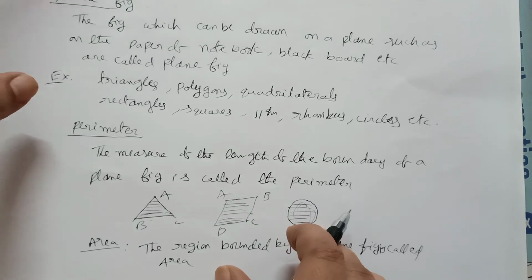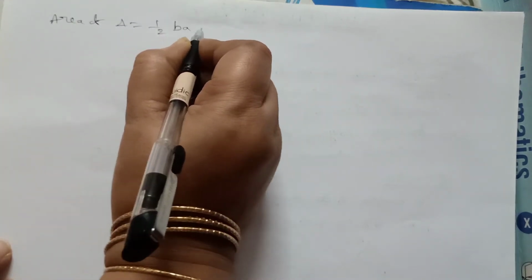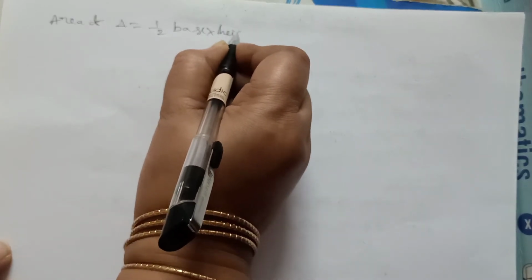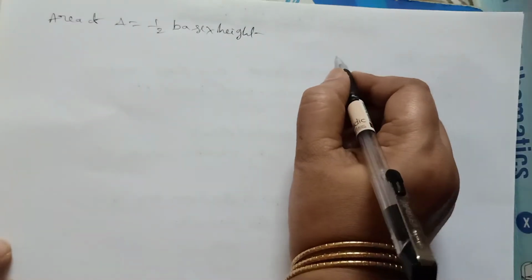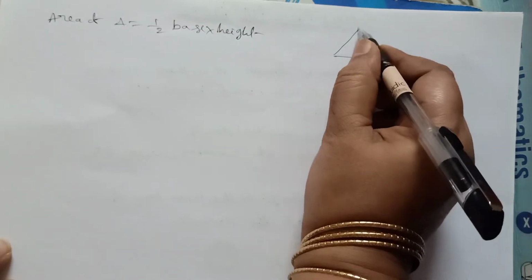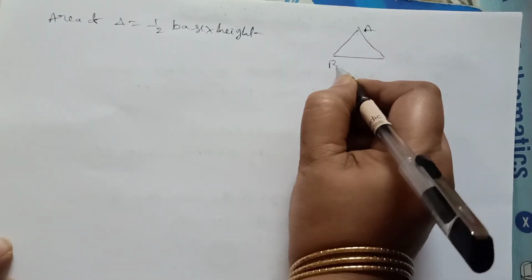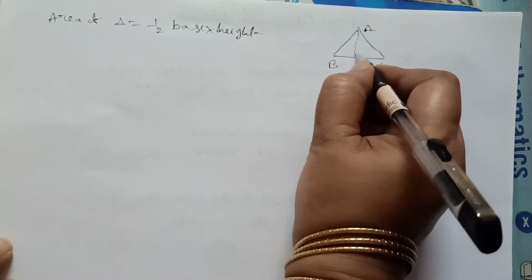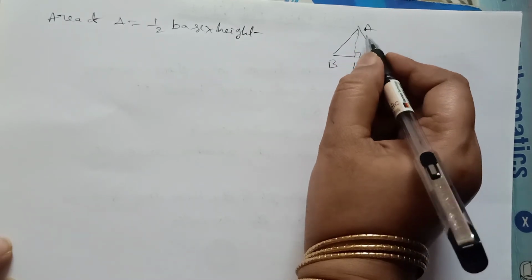Once we'll recall the formulas of plane figures. So what is the area of the triangle? Area of triangle is equal to half into base into height. Suppose it is a triangle ABC. AD is perpendicular to BC. Here AD is called altitude.